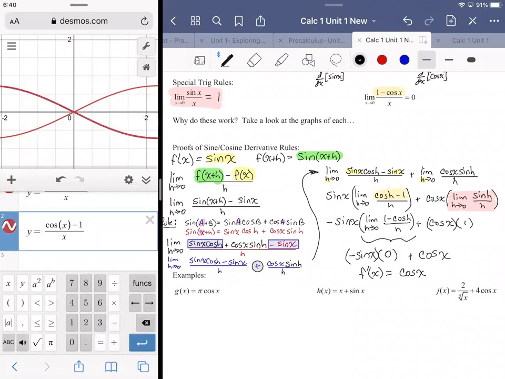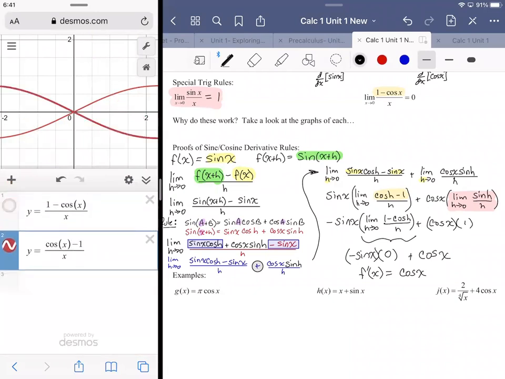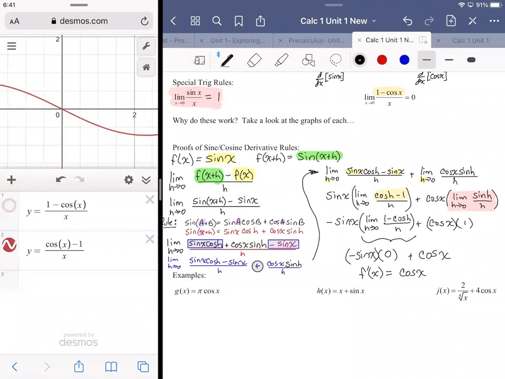The picture looks different, but it still has the same limit as you're approaching 0 from the left and as you're approaching 0 from the right. There's a hole at the same location, but that location has a y value of 0. So it checks out. And so you always have that to fall back on.